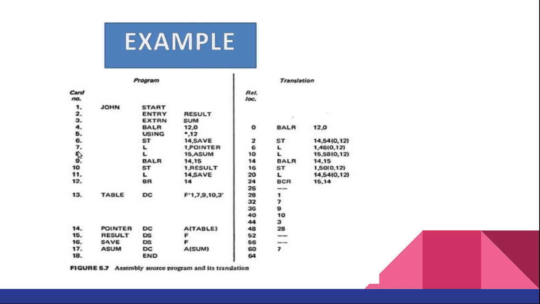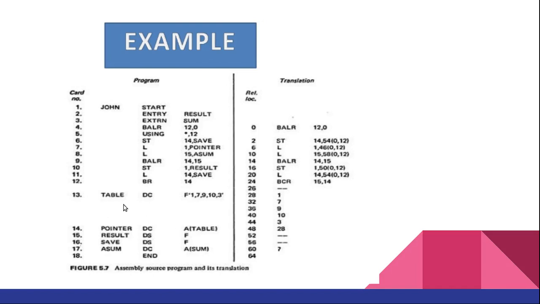Then cards 4 to 18 are the body of our program. This is the corresponding object program and the relative addresses are from 0 to 64. So it is clear that the total length of the source program John is 64 bytes. Now when you look at card number 14, we can see that it is defining a constant to the pointer using the DC pseudo opcode. And what is the constant we are assigning to pointer? A of table, that means the address of table.